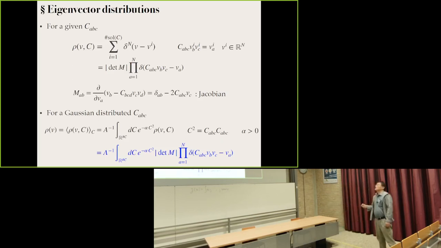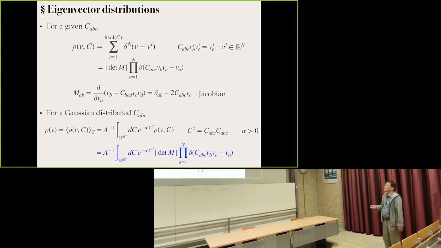Now let me define the eigenvector distribution. Let me consider a certain C. Then the eigenvector distribution is given just by the summation of the delta functions located at the solutions of the eigenvector equation. Because the eigenvectors satisfy this equation, this summation is nothing but the delta function of the equation itself. But because of the difference of the measure, you have to correct this measure difference by introducing the Jacobian here. And this is the case of one particular C.